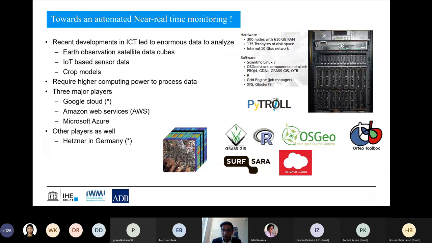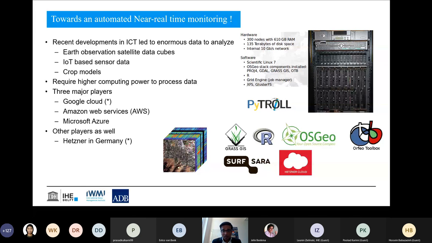So we are doing it using the latest developments in ICT mainly. What we are aiming at is to develop it into an automated near real-time monitoring system. What we use is high performance computing in the cloud infrastructure. There are many major players like Google Cloud, Amazon Web Services, Microsoft Azure. There are other private players as well, like Hetzner in Germany. For example, in our case, we use a rented cloud-based server from Hetzner in Germany, where we established a Linux framework where we can do big data processing using open source libraries.